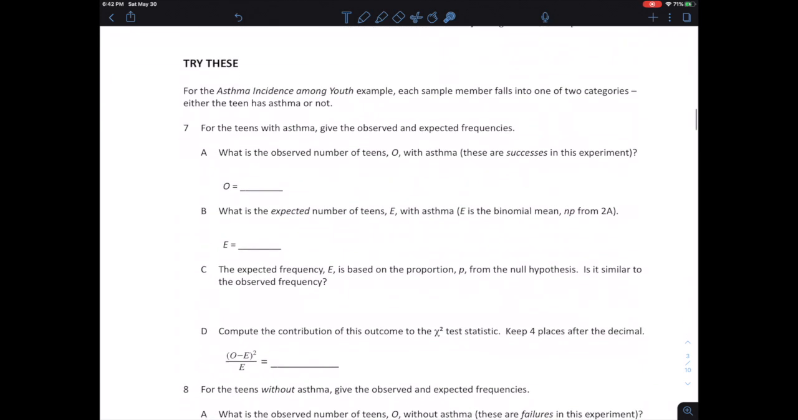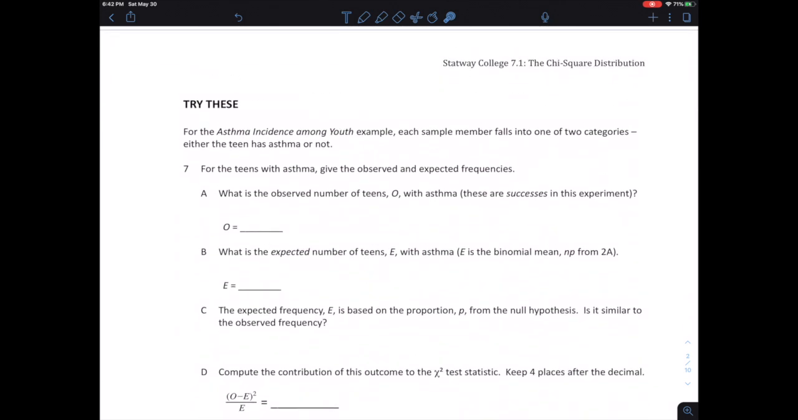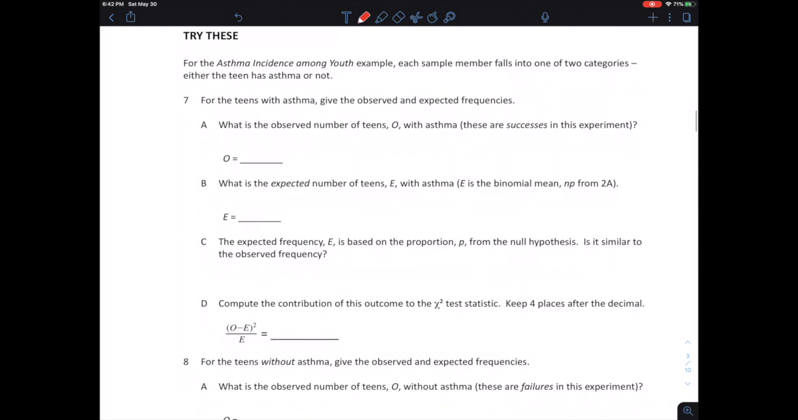All right, so we're going to run this on the asthma problem that we just did. So it says for the asthma incidence among male youth example, each sample member falls into one of two categories. Either the teen has asthma or not.